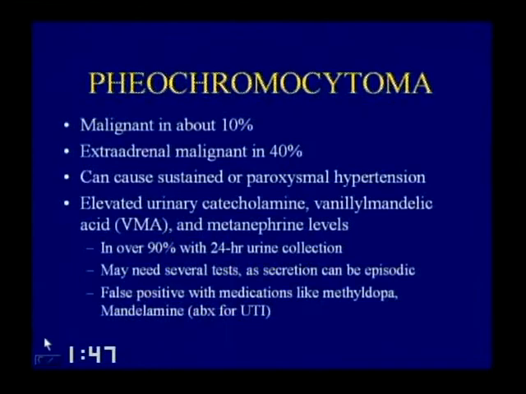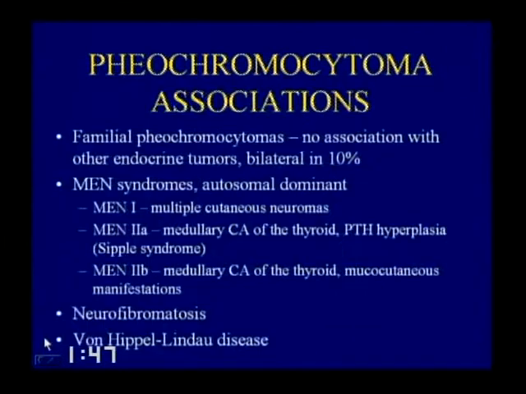Pheochromocytomas can be malignant in about 10%, but they're more often malignant when they are not in the adrenal gland itself. Clinical scenarios you've heard all about: the paroxysmal or sustained hypertension, the elevated urinary catecholamines, the VMA, the metanephrine levels. And in the familial pheochromocytomas, they don't have any association with other endocrine tumors, and they tend to be bilateral in 10%. Pheochromocytomas can be associated with several of the MEN syndromes, with neurofibromatosis, and with von Hippel-Lindau disease.